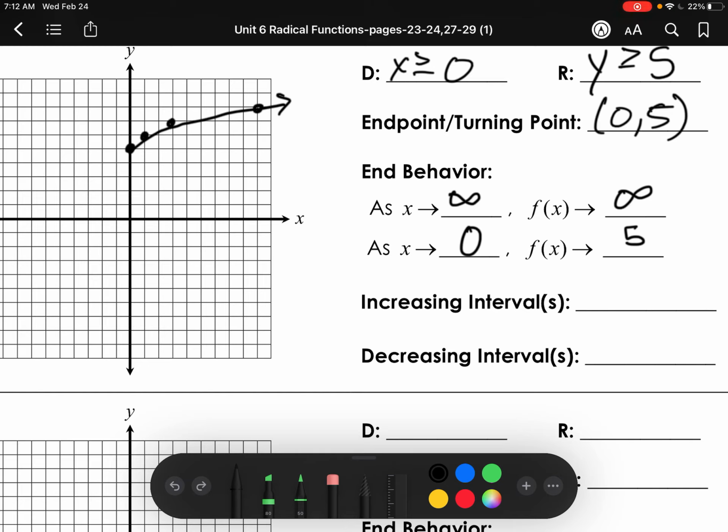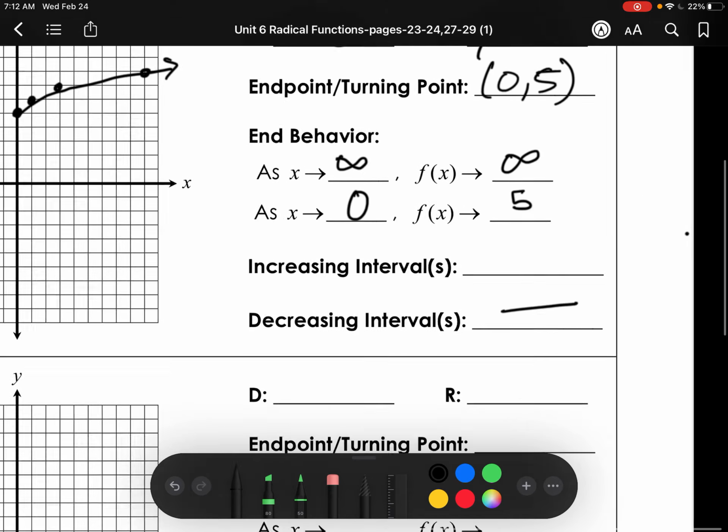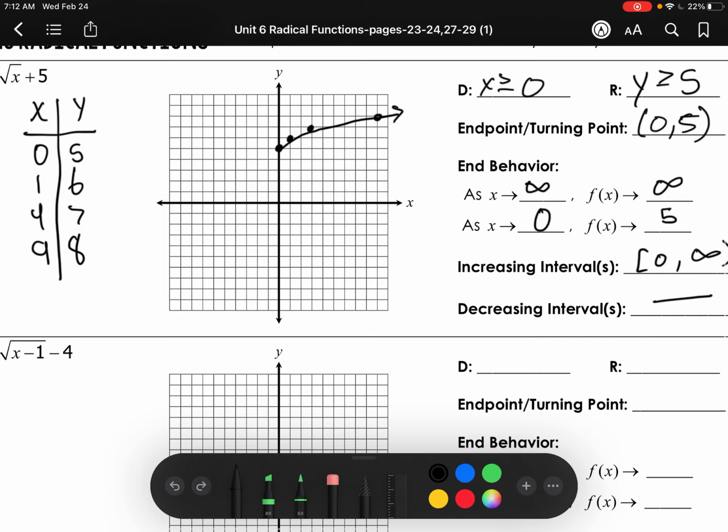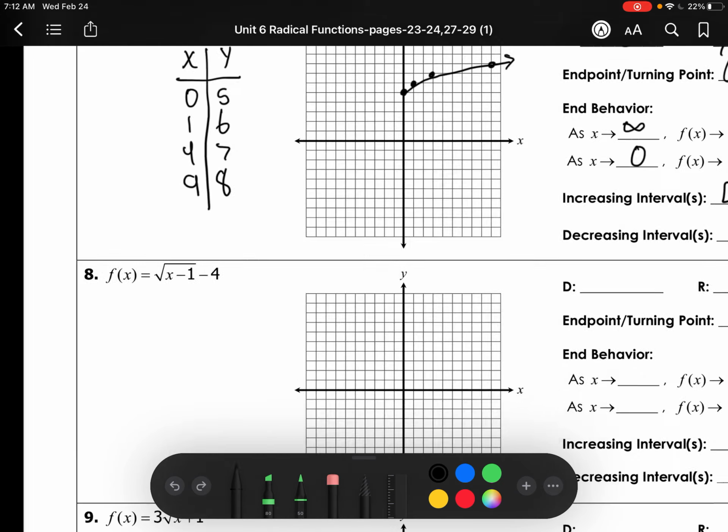And then the increasing interval is, we only have an increasing interval, right? We don't have a decreasing interval. And our increasing interval is from 0 to infinity, right? This 0 and this infinity is referring to our x values, right? So our graph is increasing from x value 0 all the way into infinity. And then, like I said, we don't have a decreasing interval because it's only an increasing interval.